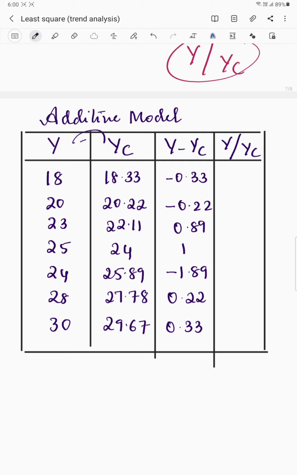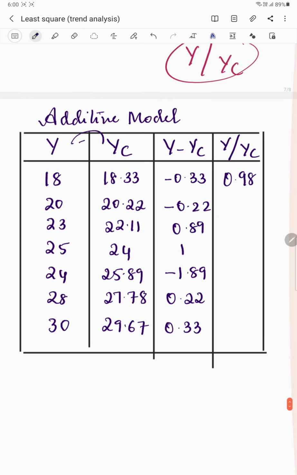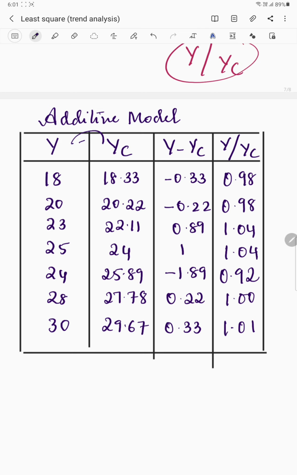Next step is Y divided by YC. That means 18 divided by 18.33. So that is 0.98. Then 0.98 only, 1.04. Then 25 divided by 24 is again 1.04. Okay, so next 24 divided by 25.89, you get 0.92. Then 28 divided by 27.78 is 1. Then you have 30 divided by 29.67, so that is 1.01. So we are done with the first part.